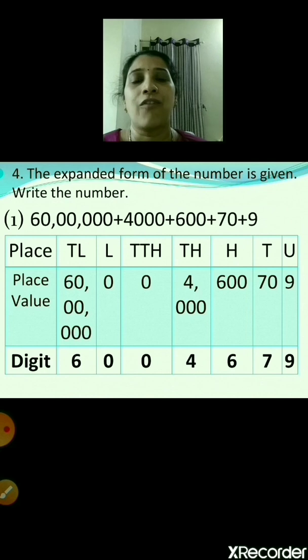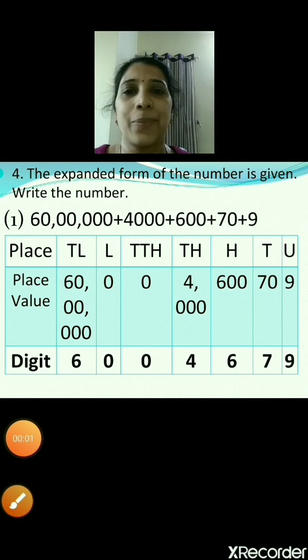This 6 followed by 6 zeros we will put in the place value row as 60 lakhs. Right, children? The next number is 4000. The first was 60 lakhs, and then directly 4000 has come. That means there is no number given for lakh and 10,000, so you will write 0 in the lakhs place and 0 in the 10,000s place.